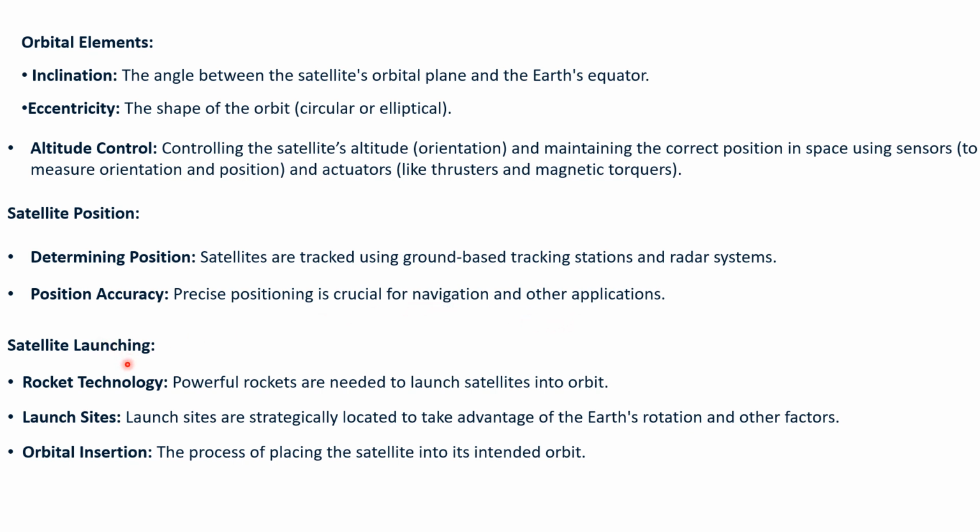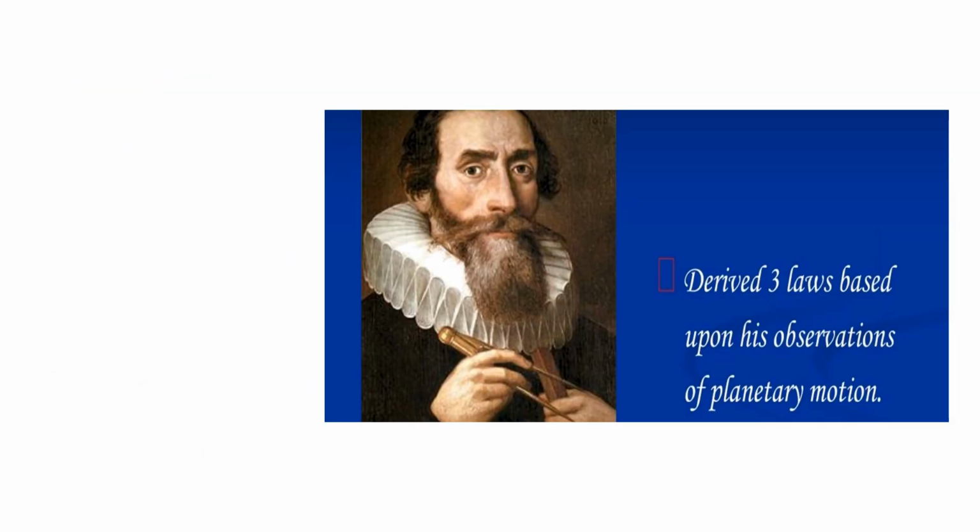Satellite launching, it is nothing but rocket technology. You can use launch sites or orbital insertion. In rocket technology, powerful rockets are needed to launch satellites into orbit. Launch sites are strategically located to take advantage of the Earth's rotation and other factors. And the third one is orbital insertion, which is the process of placing the satellite into its intended orbit.